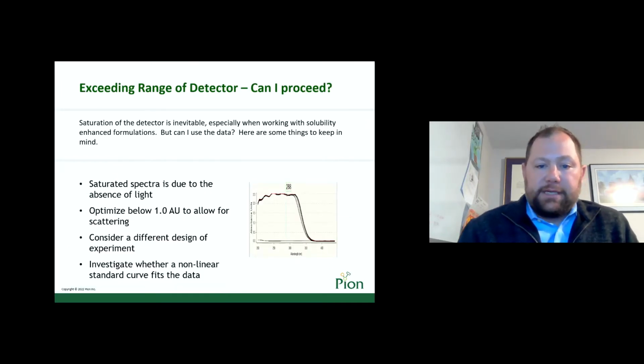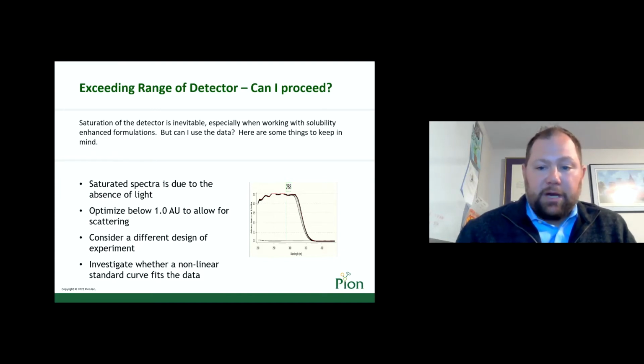When working with in-situ UV data, saturation of the detector, absorbance above 1.8 absorbance units, is going to happen. First, let's make sure we're on the same page as to what saturated spectra are. Given the inverse relationship between absorbance and transmittance, absorbance equals the negative log of transmittance, a saturated absorbance spectra is the absence of light. There is a practical limit at which the system cannot operate.